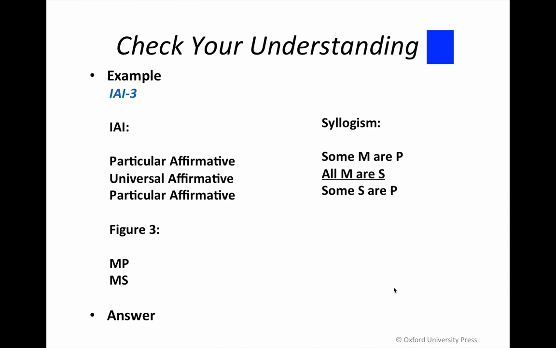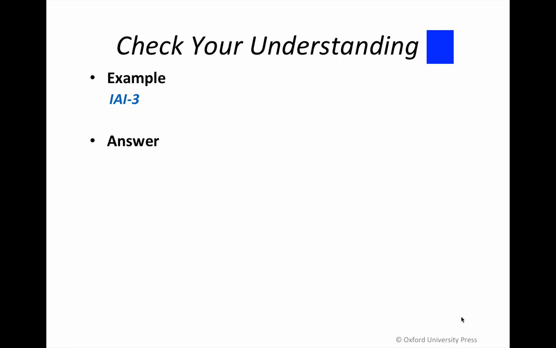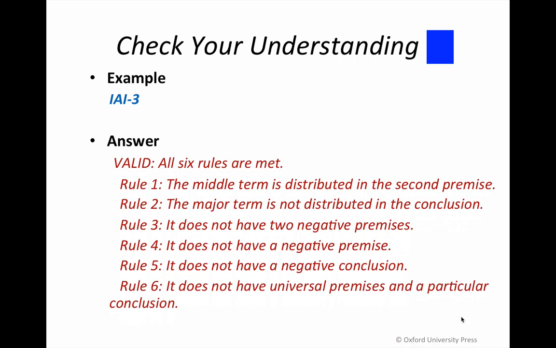That also means that rules 4 and 5 are satisfied. Remember, rules 4 and 5 say that if you have a negative premise, you must have a negative conclusion, and vice versa. Since both premises are affirmative, those two rules don't apply as well. Lastly, rule number 6 says if both premises are universal, the conclusion can't be particular. Well, one of our premises is universal, but only one. The other one is a particular. So, all 6 rules have been satisfied.